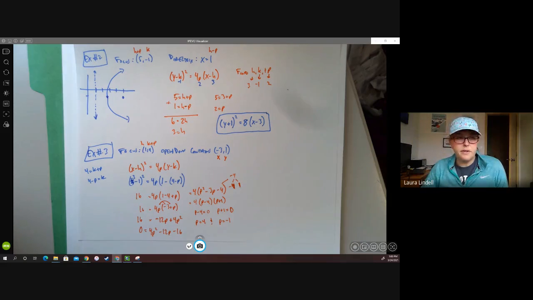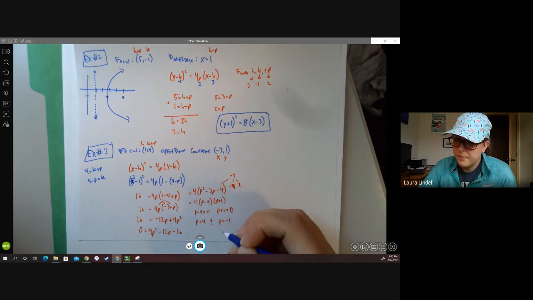If we know this opens down, which p value am I going to use? Am I going to use 4 or -1? We got a vote for -1. Anyone else? Yeah, -1. And that's because it opens down. So opening down means that p is going to be negative.